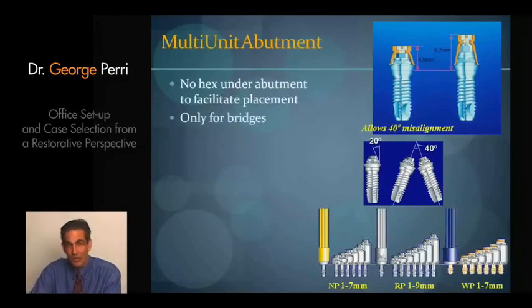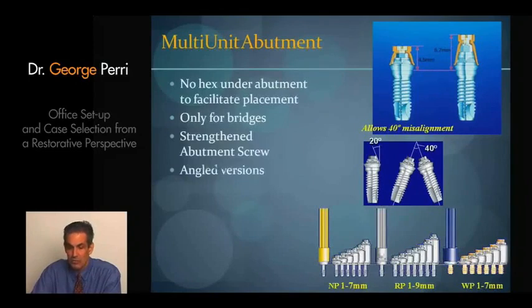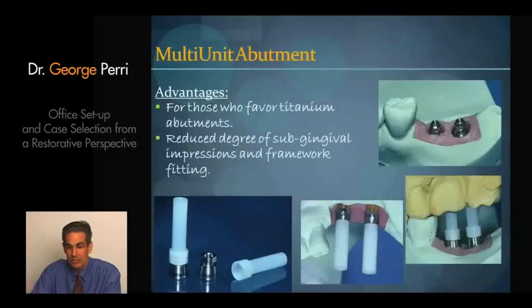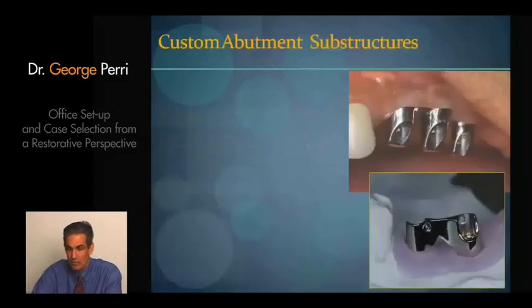There is no hex or engaging component beneath the multi-unit abutment, so it's only used for bridges, and that's a key component. The abutment screw is strengthened. There are angled versions that are very useful. There certainly are advantages for these abutments for those that favor titanium to implant interfaces. It reduces the degree of subgingival work required by the restorative dentist. It may be simpler for them to learn a technique that doesn't require removing healing abutments all the way to the head of the implant. And for those reasons, we do find that some restorative dentists prefer these abutments.